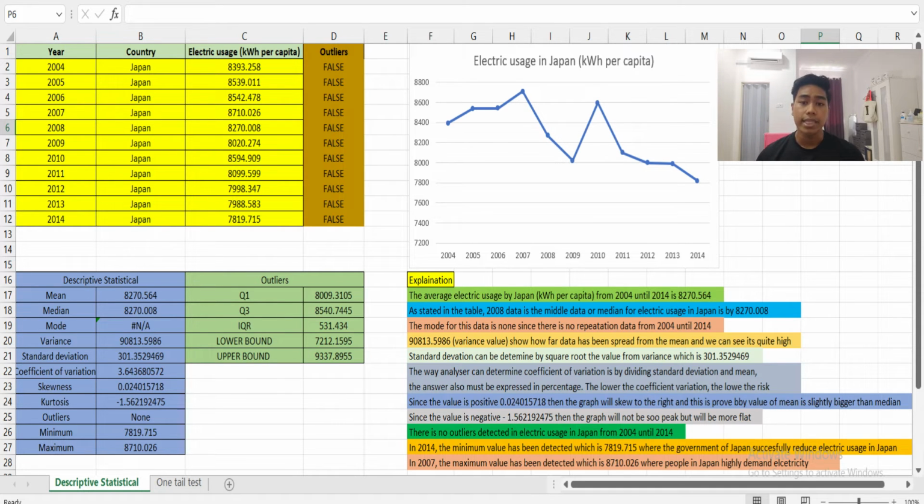The tenth measure is the minimum value in the data set, which is 7,819.71 in 2014, which is quite interesting because year by year Japan reduced their electric consumption. The last measure is maximum, which is 8,710.026 in 2007.